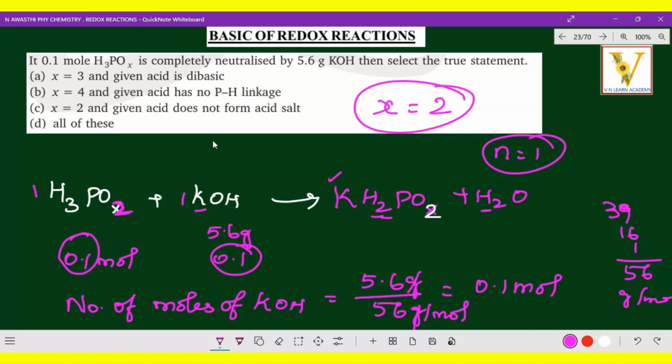So what is the correct option? X equal to 2. The given acid does not form an acid salt. This is not an acid salt at all. So KOH is monobasic. This is a monobasic strong base. N factor is actually 1. And in the same way H3PO2 also, its N factor is only 1. Only one acid hydrogen is ionizable. So only one hydrogen atom in the acid is ionizable. So that is acidic. I hope you got the clarity.